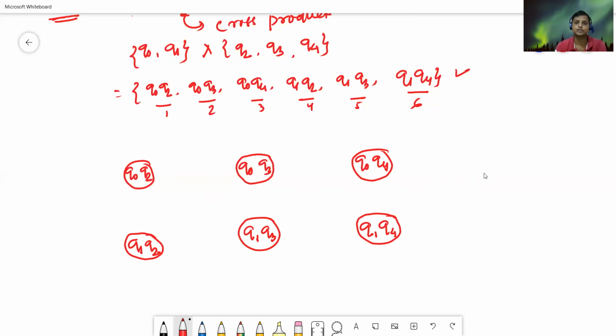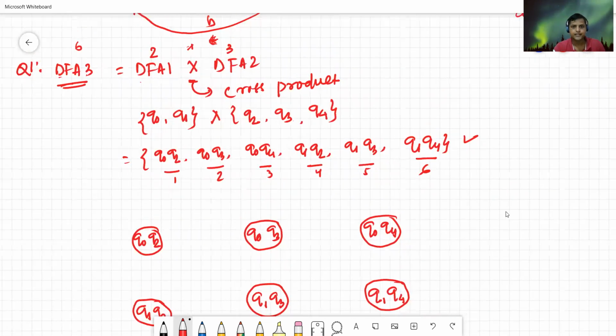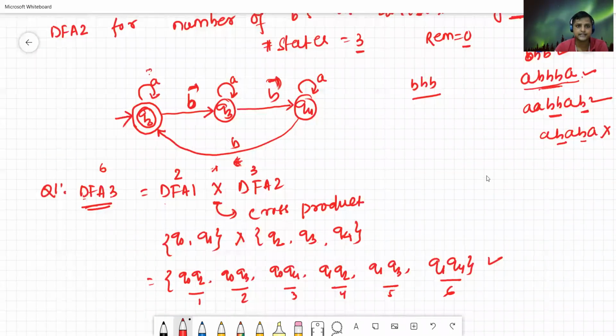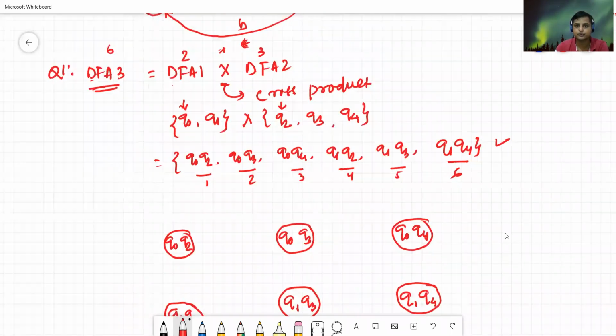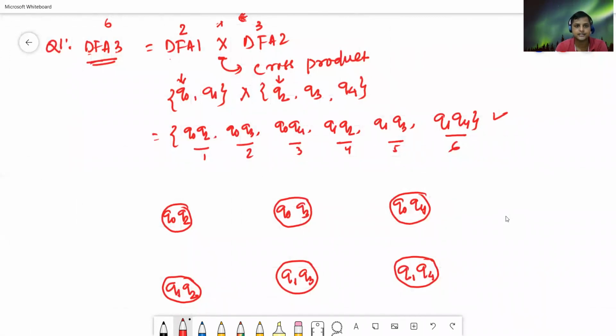Now we'll take the transition. Now we have to choose which one is the initial state and which one is the final state. See here, Q0 is the initial state in DFA1, and in DFA2, Q2 is the initial state. So just take the combination Q0, Q2 as the initial state.